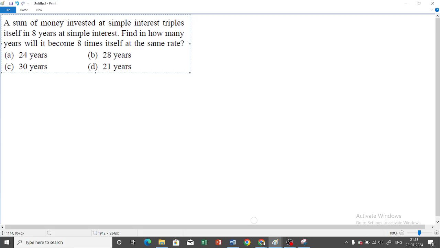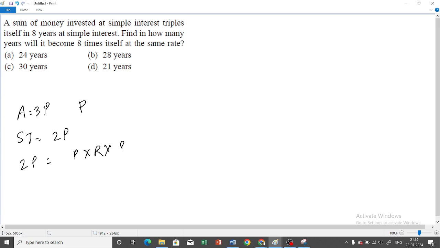28, right? Right answer. Okay. So a sum of money invested at simple interest triples itself. Say the sum of money is P. It triples itself, so the amount is going to be 3P. That means the SI is 2P, right? And this 2P is equal to PRT by 100 in 8 years. These two get cancelled out. 4 2s are 8, 4 25s are 100, so R is equal to 25%.